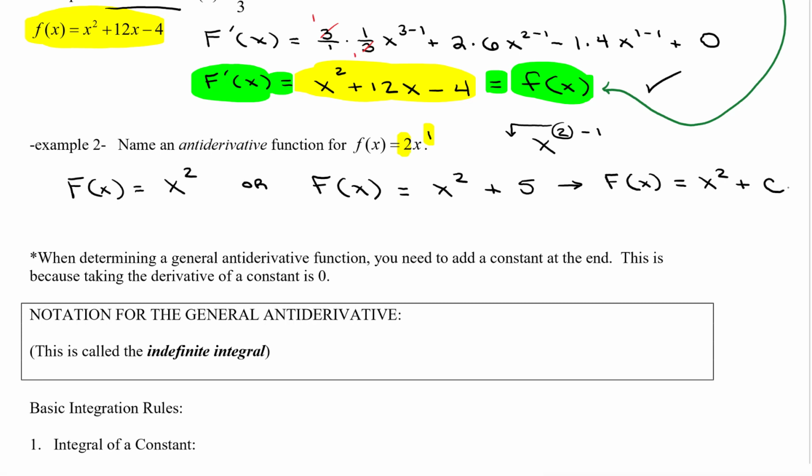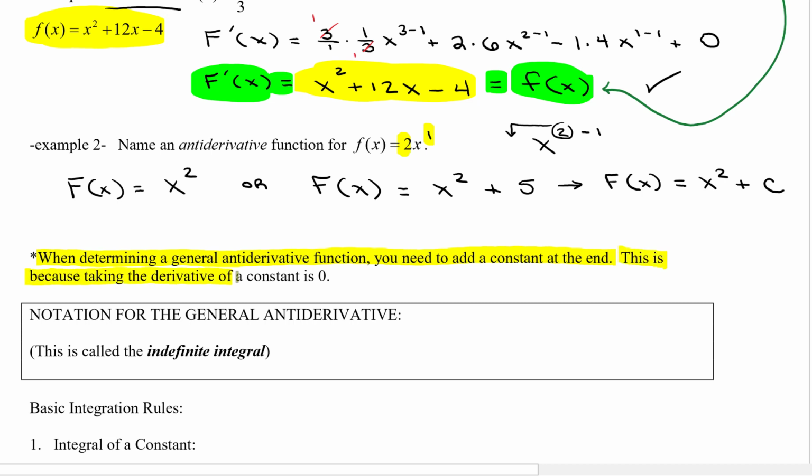So we actually have an infinite number of antiderivative functions that we could use here, that if we take the derivative of them, they're going to give us that lowercase f of x equals 2x. When determining a general antiderivative function, you need to add a constant at the end. This is because taking the derivative of a constant is 0.